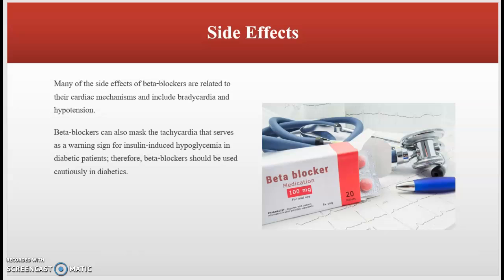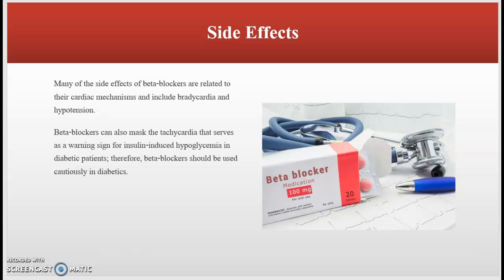Many of the side effects of beta blockers are related to the cardiac mechanisms and include, as I mentioned previously, bradycardia and hypotension. And it is this hypotensive effect that is one of the strengths of the beta blocker. Someone who's suffering from palpitations or tachycardia wants to reduce that heart rate, that heartbeat, thereby allowing a sufficient supply of oxygen to the organs of the body.